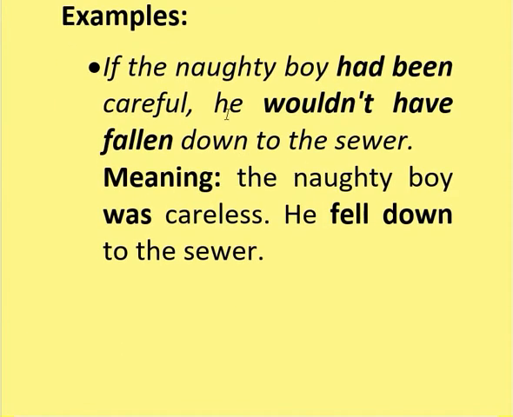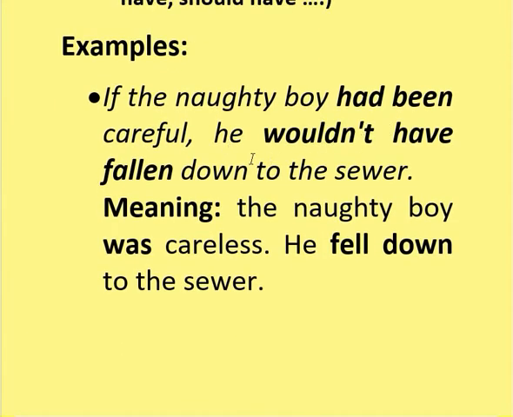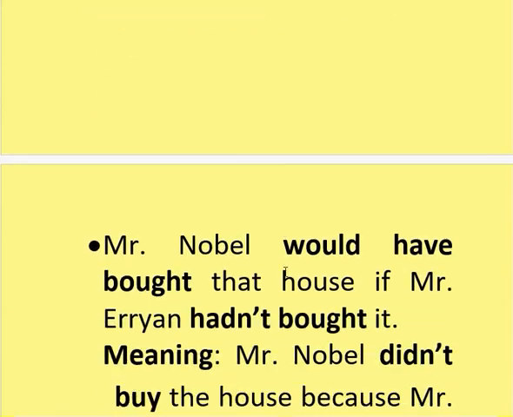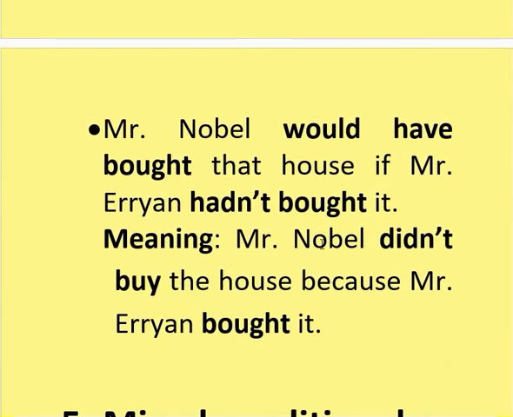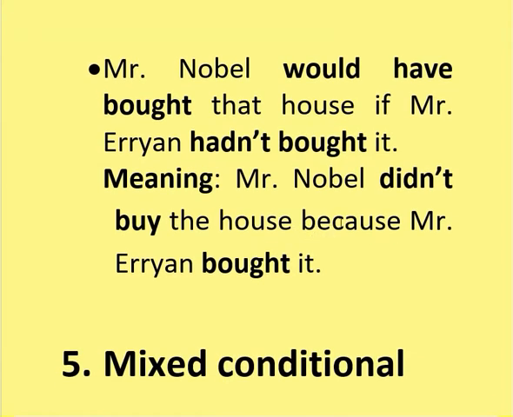For example, if the naughty boy had been careful, he wouldn't have fallen down into the sewer. It means that the naughty boy was careless, so he fell down into the sewer. Mr. Noble would have bought that house if Mr. Arian hadn't bought it. It means that Mr. Noble didn't buy the house because Mr. Arian bought it.